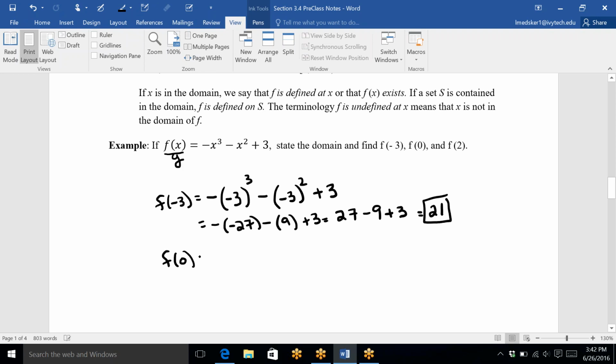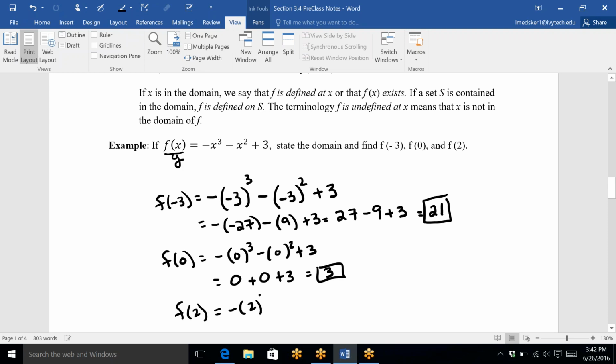Let's do f of 0. Negative 0 cubed minus 0 squared plus 3. 0 times anything is 0, even if you multiply it by the negative 1 out front. Another 0, and plus 3. So this would just be 3. And then f of 2. Negative 2 cubed minus 2 squared plus 3. That would be negative times an 8, so that's negative 8. That's 4 when you square it, but then there's the negative. So that's negative 12 plus 3, or negative 9. Okay, so there's our first example.